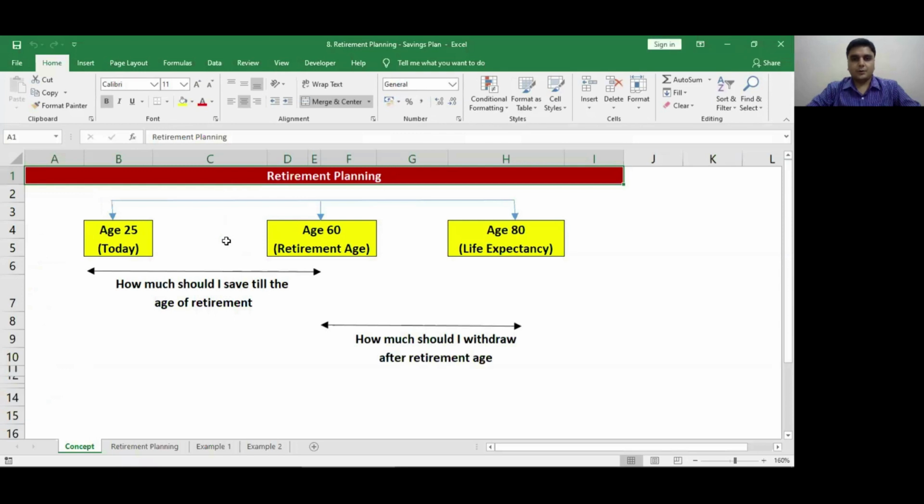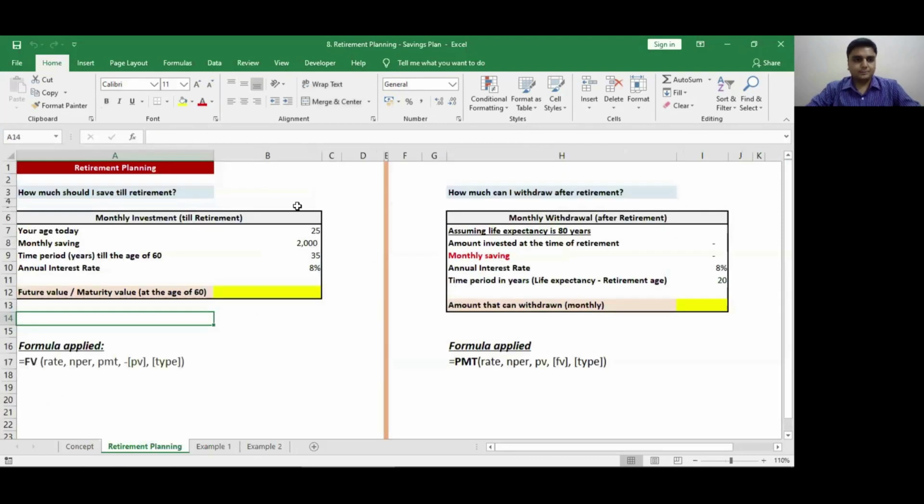In this, we will learn about retirement planning. Suppose today my age is 25 years and I will get retired by the age of 60. So how much amount of investment should I make on a monthly basis so that I get enough amount of capital in hand by the time I turn 60? And let's say life expectancy is 80 years. That is 20 years after retirement. So how much money should I withdraw during this period on a monthly basis? So let's discuss this example in detail.